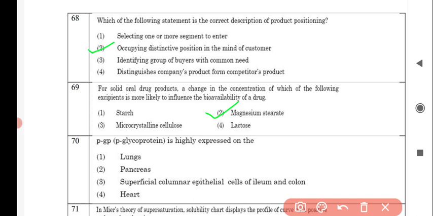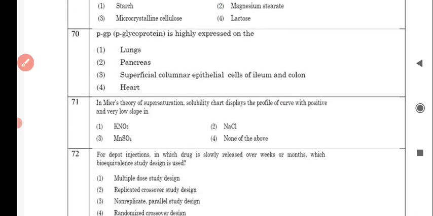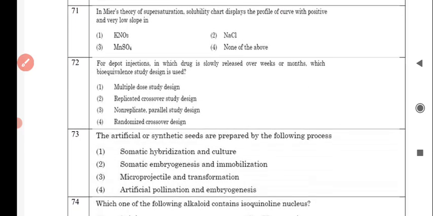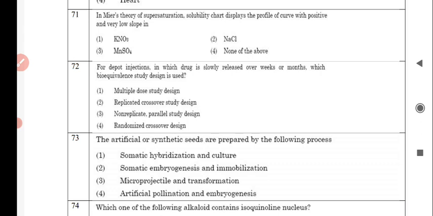Next question is Pgp is highly expressed on the, and the correct answer is option number 3, on the superficial columnar epithelial cells of ileum and colon. Next question is in Mayer's theory of supersaturation, solubility chart displays a profile of curve with positive and very low slope in, and the correct answer is option number 2, NaCl.